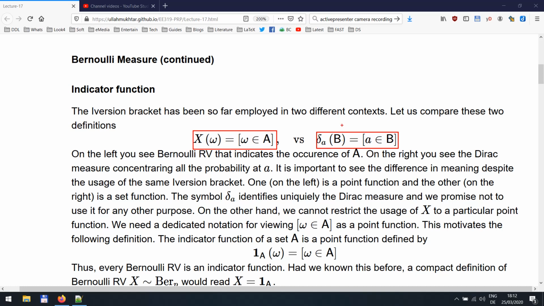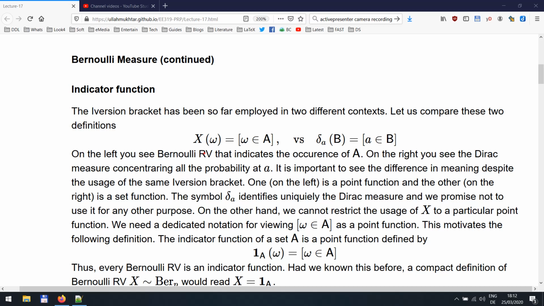So do not get confused by the fact that they are both Iverson brackets. They both give you a 1 or a 0, but one is viewed as a function of omega, which is a point, and one is viewed as a function of B, which is a set. Now a set function and a point function are very different. An example of a set function is a probability measure, in this case the Dirac measure. And an example of a point function is a random variable, in this case the Bernoulli random variable.